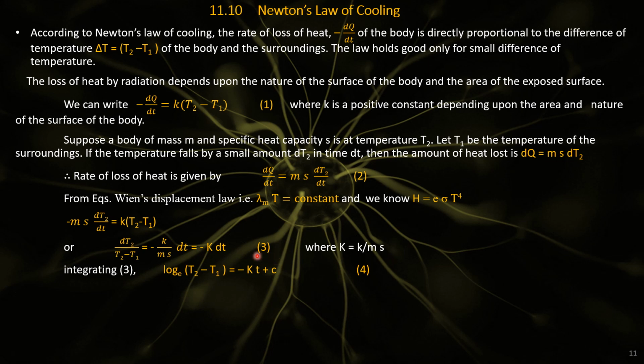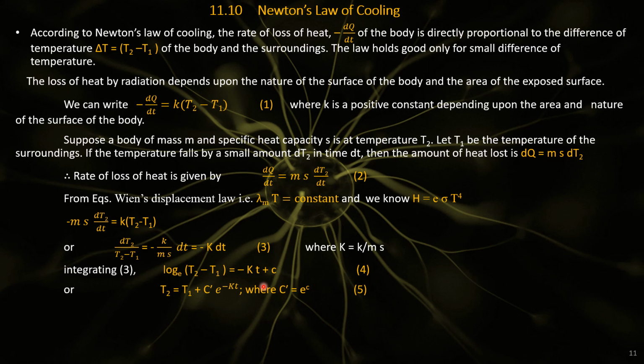Therefore, we can integrate equation 3. The integral of the left hand side, that is d of T2 divided by T2 minus T1, is log, natural log or log to base e of T2 minus T1, equals minus of capital K into t, that is, integral of dt is t, plus constant of integration c. Let it be equation 4.